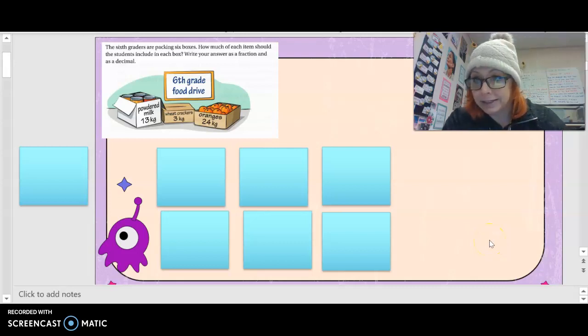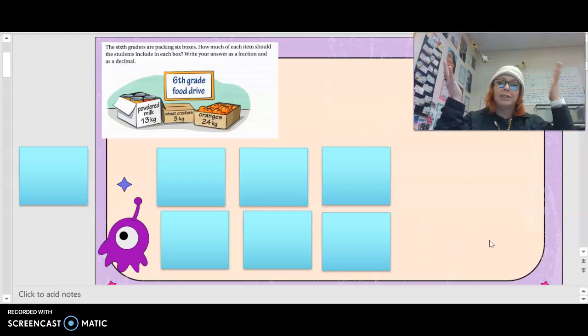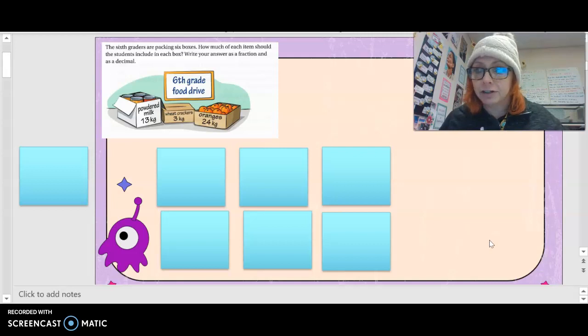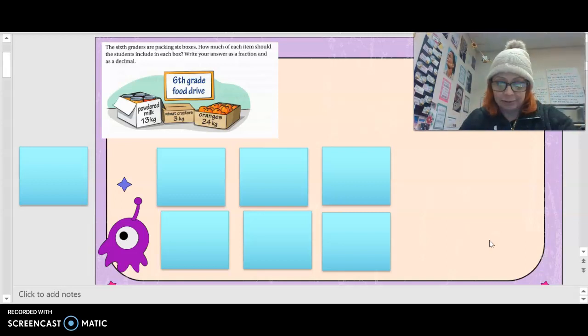Hello, students, and welcome to 2022, when all of your decimal and fraction dreams will come true. Maybe. I don't know. Anyway, we do need to figure out how to do this problem.